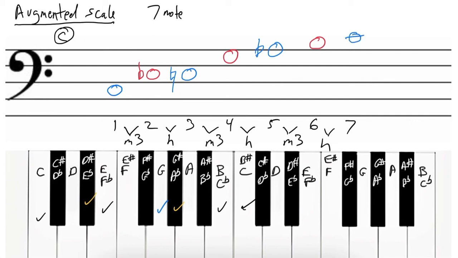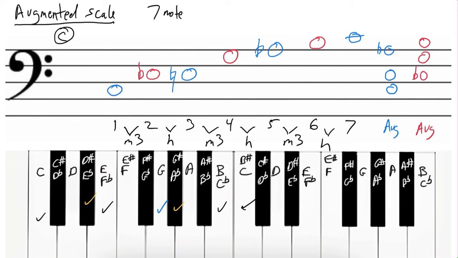Now, why is this called an augmented scale? Well, this is why we used our different colors. Let's just write in the blue notes. The blue notes are C, E natural, and A flat. A flat's the same as G sharp, it doesn't matter, but those three notes form an augmented chord. Let's write in our red notes. E flat, G, and B. Those three notes form another augmented chord.